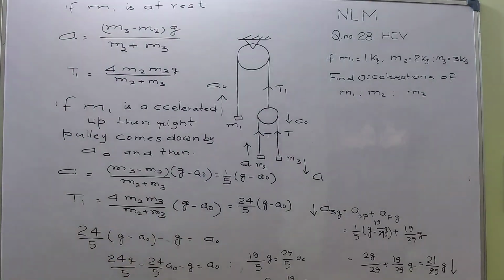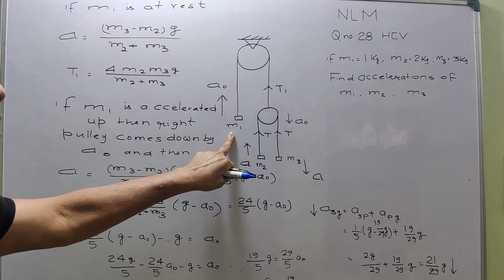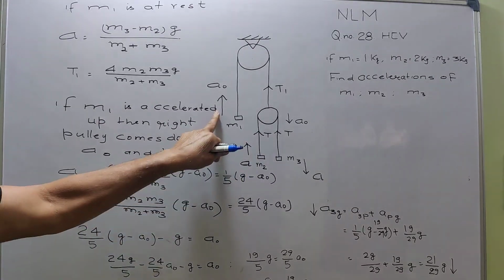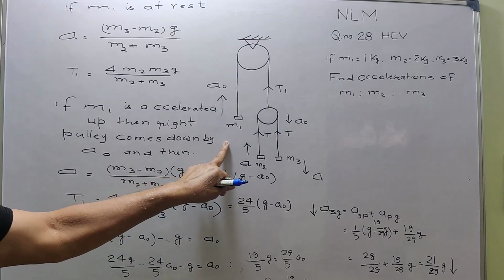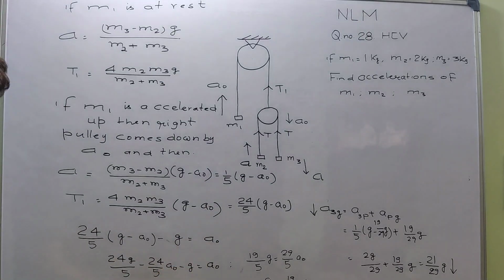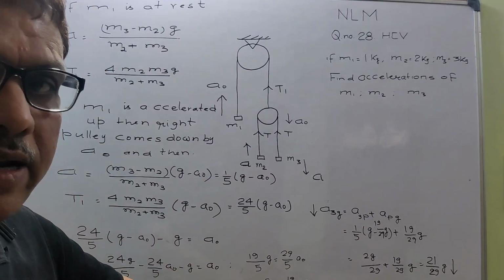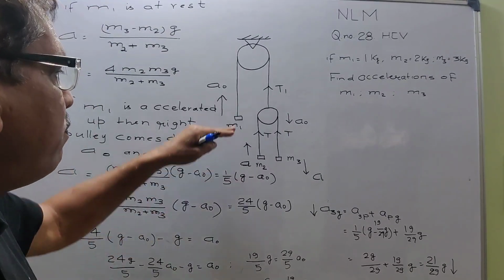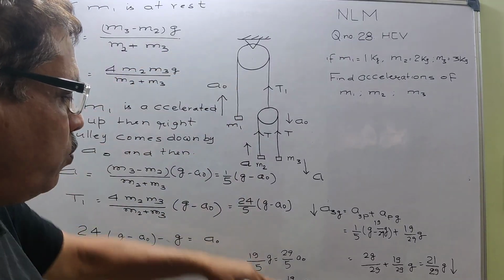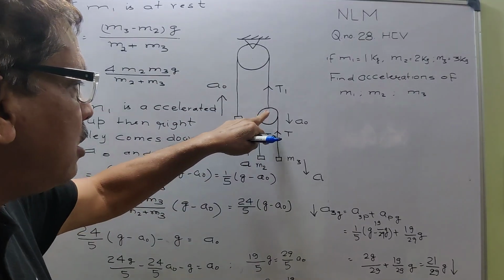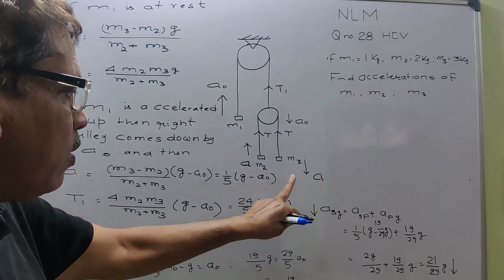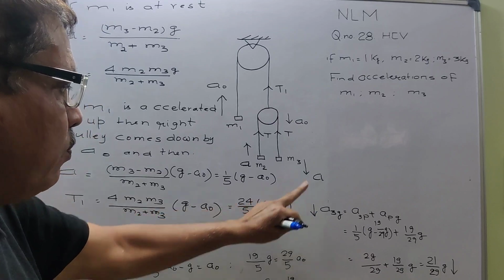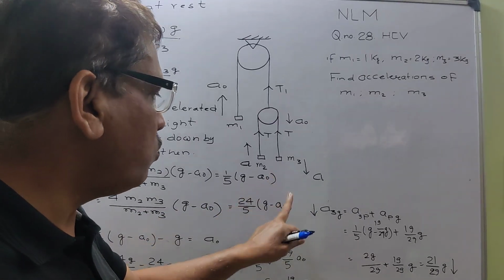Now to find out the acceleration, let us take the free body diagram for M1. The force T1 is acting in the upward direction, and that is equal to the tension expression minus M1 G. M1 is 1 kg, so simply this gives A0. From this, A0 can be obtained as 19 by 29 G. It means M1 is accelerated up with 19 by 29 G, and this pulley is accelerated down by 19 by 29 G.